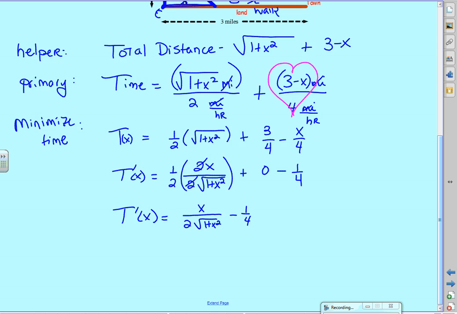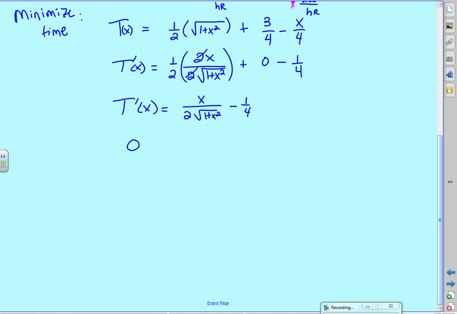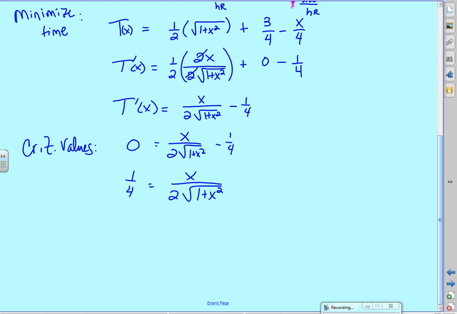We want to minimize this, so we're going to set this equal to 0 to find our critical points, our critical values here. And 0 will equal x over 2 square root 1 plus x squared minus 1/4. Let's add a 1/4 over, and that's going to give x over 2 square root 1 plus x squared equals 1/4. Got it? Cross multiply. 2 square root 1 plus x squared equals 4x. Divide both sides by 2, and we get square root of 1 plus x squared equals 2x.